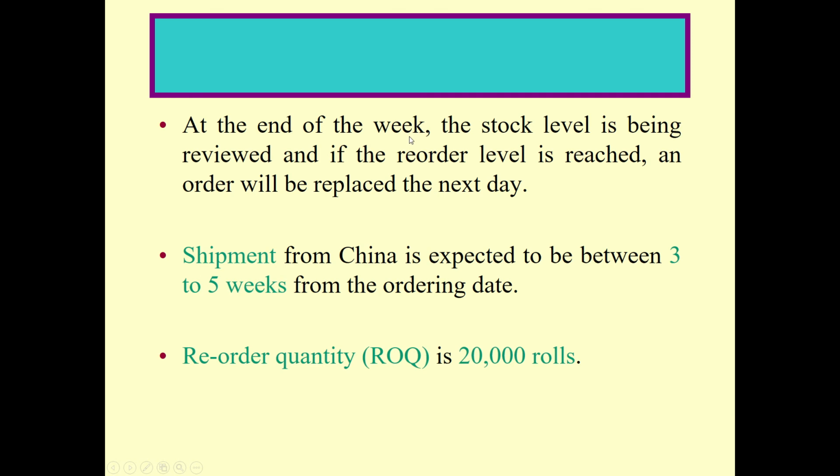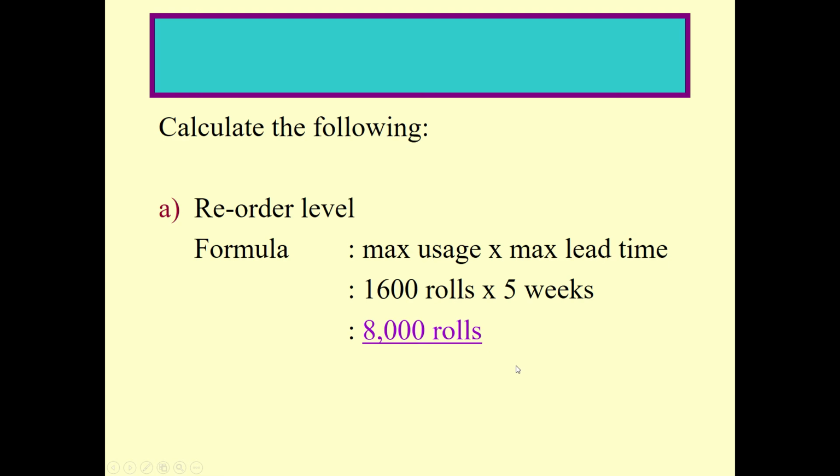At the end of the week, the stock level is reviewed, and if the reorder level is reached, an order will be placed the next day. Shipment from China is expected to be between 3 to 5 weeks from the ordering date. And the reorder quantity is given at 20,000 rolls.